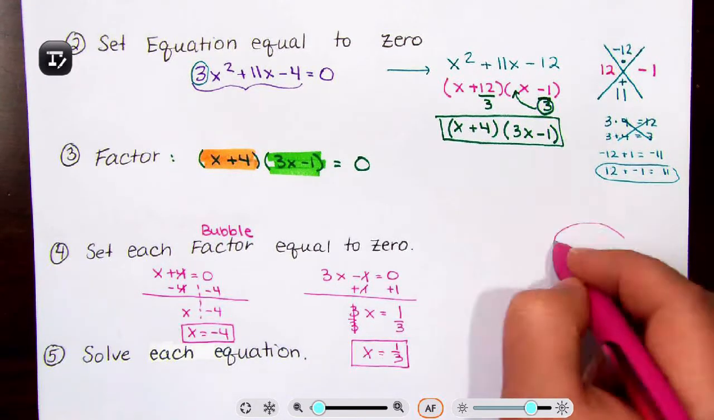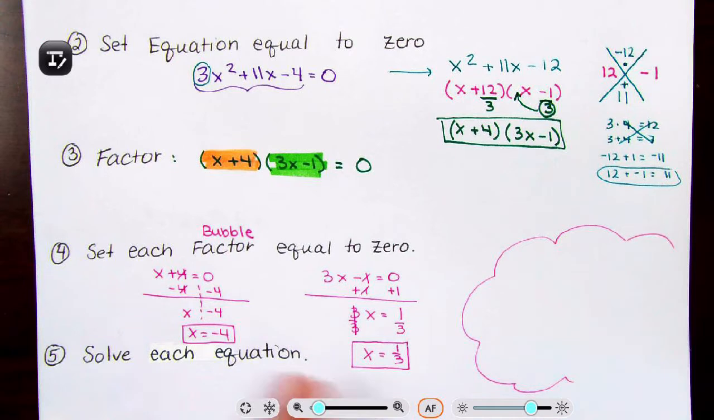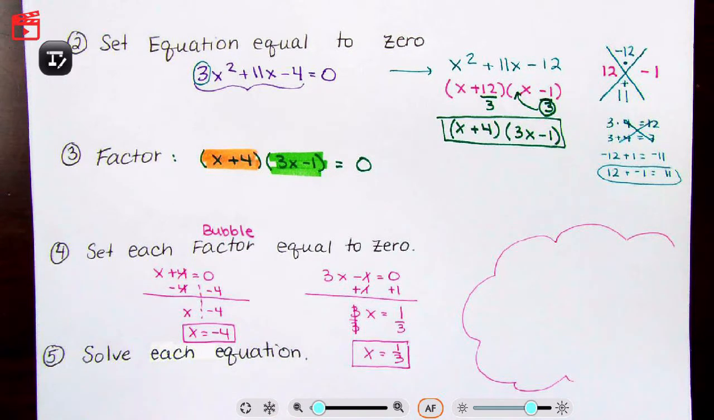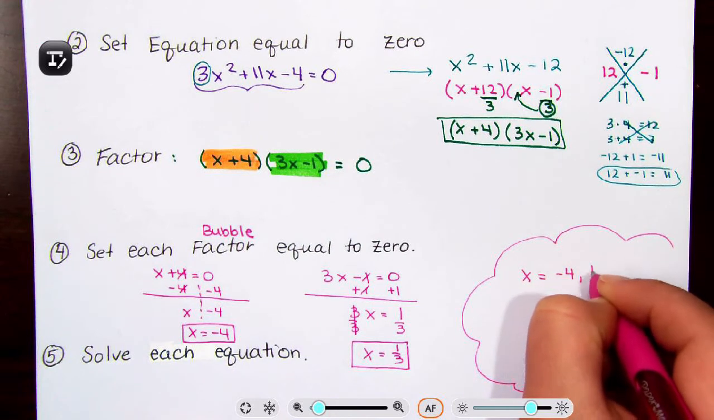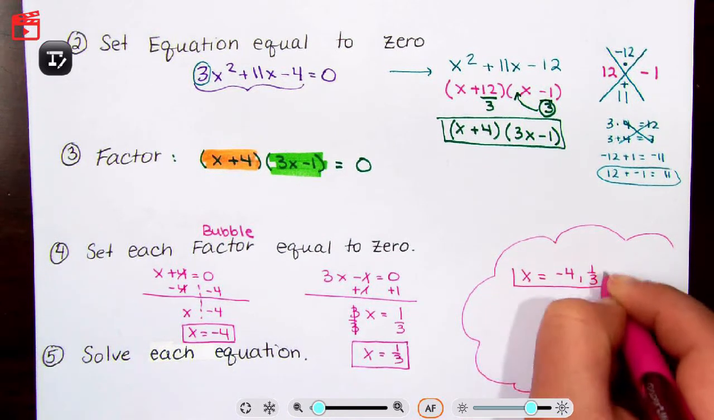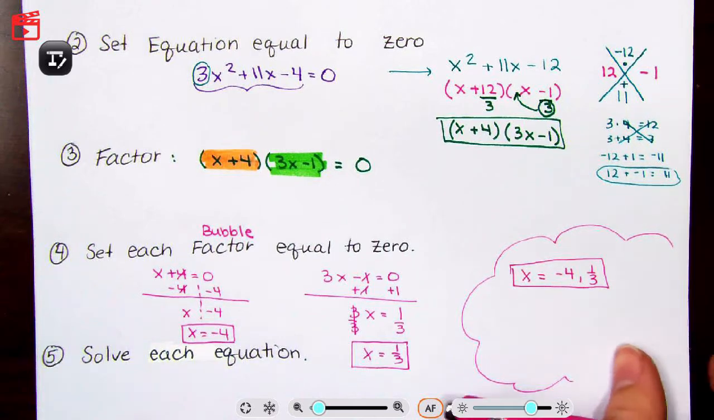So when it's asking you for your answer, you can set it different ways. Just bubbles are okay in boxes. Or you can say x is equal to negative 4, comma 1/3. That is fine as well. All right, let's do some more examples.